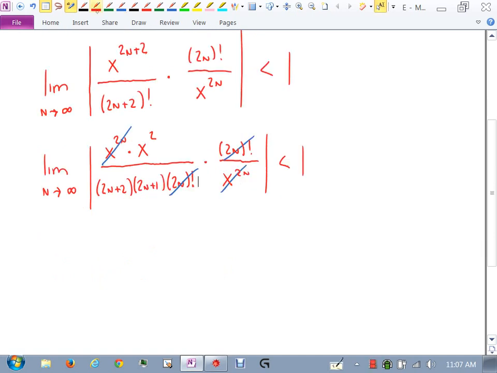The only thing that's left is the limit as n goes to infinity. Let's see, I'll split it up into two things. It's 1 over (2n plus 2) times (2n plus 1) times x squared. I need that to be less than 1.